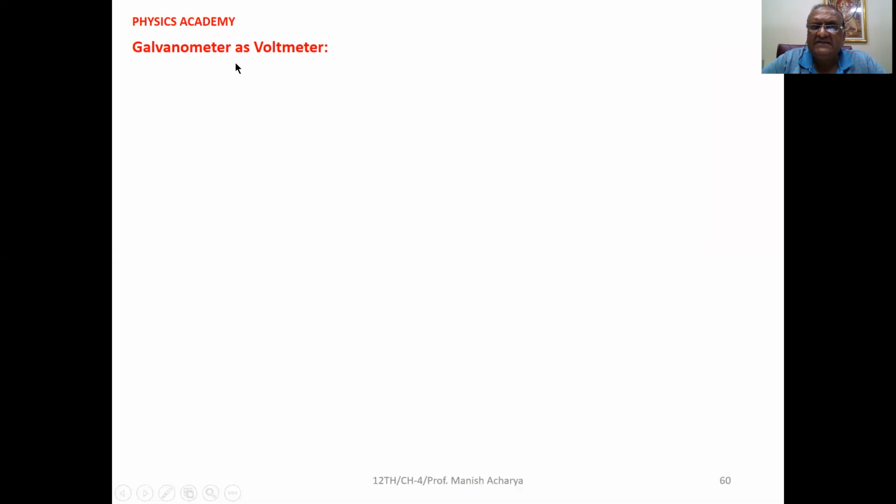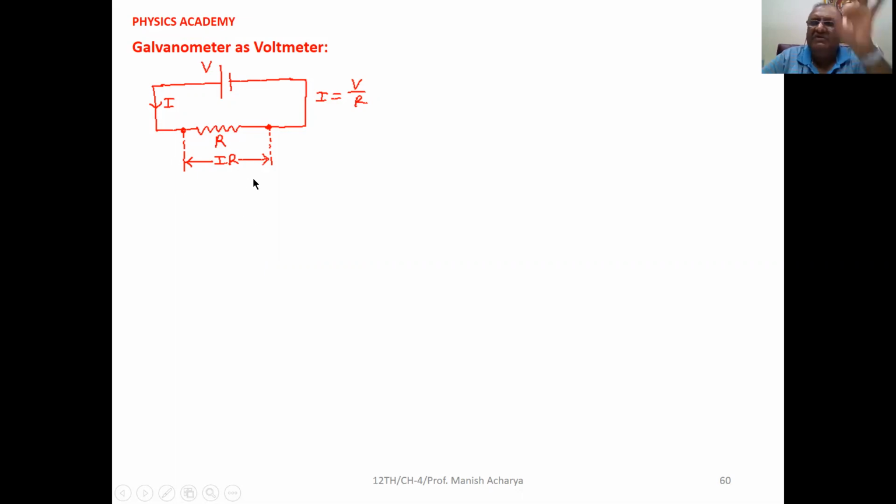Now the next topic, that is galvanometer as voltmeter. See, directly again we can't use a galvanometer as a voltmeter. A voltmeter is the voltage, or we can say the potential difference measuring device. So see here the limitations. Suppose through resistance R the current I is flowing, the value of I is V by R. So the potential difference between two terminals of R we can write as IR, and this voltage IR we want to measure.